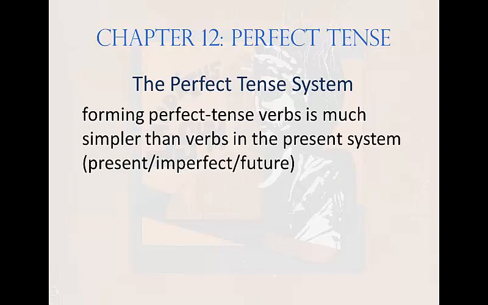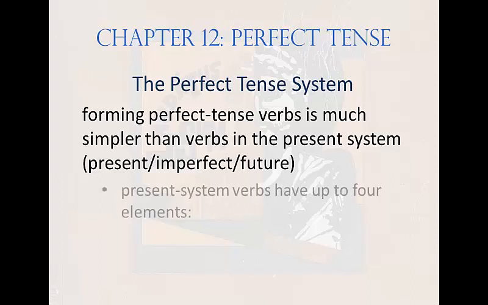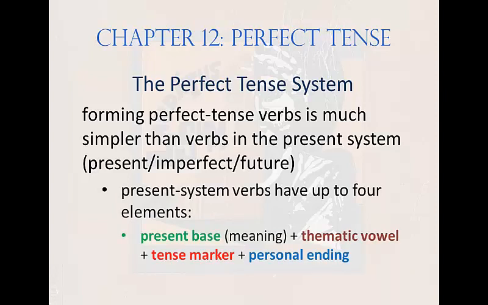Forming perfect tense verbs is much simpler in Latin than forming verbs that are in the present system, that is, verbs that are present, imperfect, or future tense, because present tense verbs have up to four components: a present base, which gives you the meaning, a thematic vowel, which tells you what conjugation the verb belongs to, a tense marker that tells you when the verb is happening, and a personal ending that tells you who's doing the action, such as amabimus, meaning love, a meaning first conjugation, bi meaning will, and mus meaning we, that is, we will love.